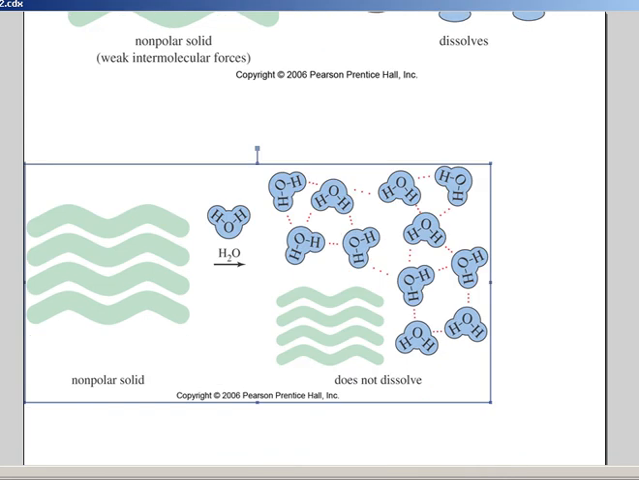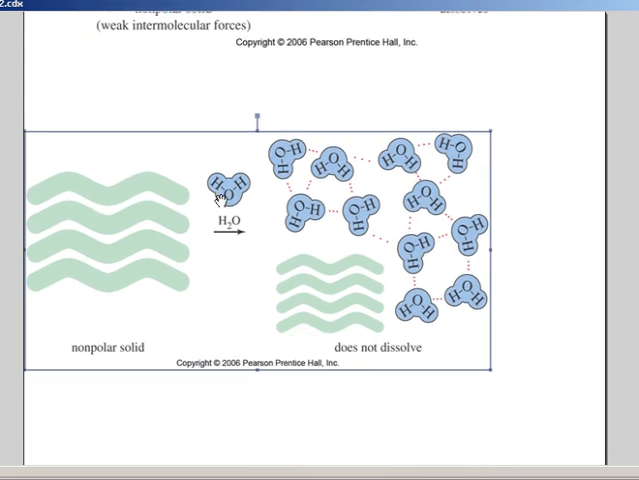Finally, if we look at trying to take that nonpolar solid and dissolving it in H2O, the nonpolar solid is forming the LDF with itself. H2O is forming hydrogen bonding and dipole-dipole interactions with itself. The water interacts with itself. The nonpolar solid interacts with itself, but they have nothing in common. There's no way for them to interact with one another, so they never do. They just stay interacting with themselves, and the nonpolar solid does not dissolve in water.